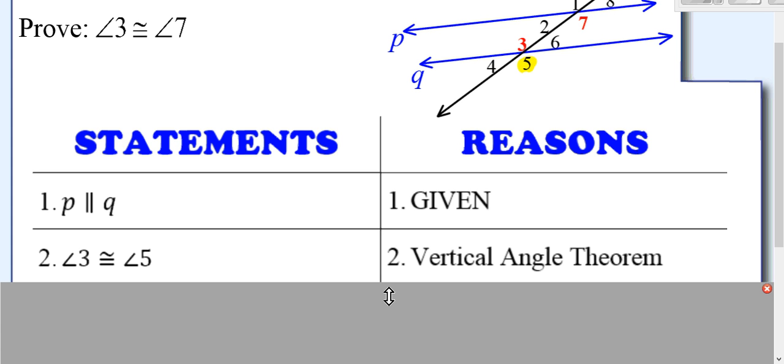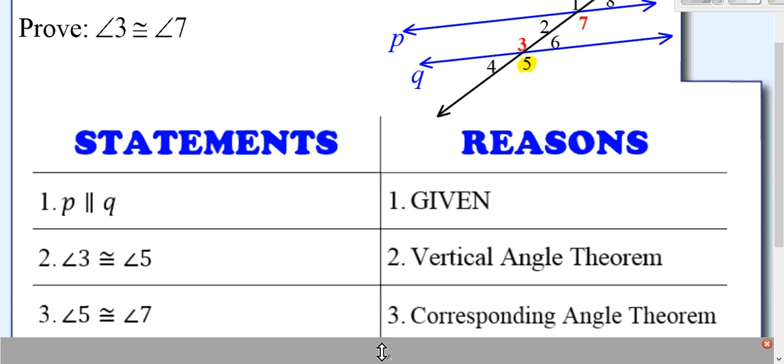And then there's 7 and 5, like we said, which are corresponding. They're both in the bottom right. They're both in the southeast corner of the intersection. So 5 and 7 are corresponding, so they are congruent. And now we tied them together. We tied them together with 5. 3 is congruent to 5. 5 is congruent to 7.